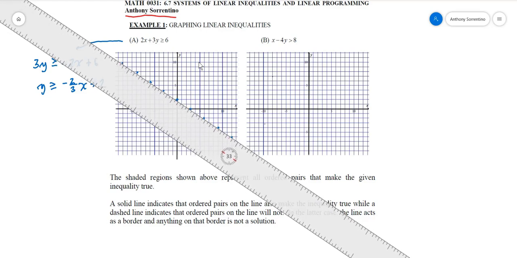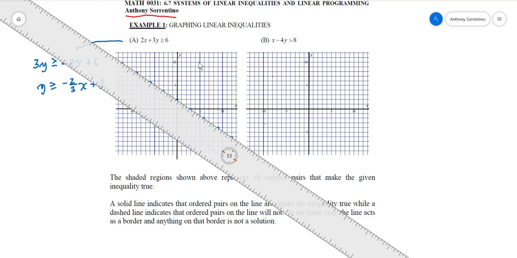So that's important because the equal to part means that things along this line satisfy the equation. So like, for instance, the point 0, 2 is on this line. If I put 0, 2 in, 0 for x and 2 for y, I would get 6. Is 6 greater than or equal to 6? Well, yes, it is. It meets the equal to part.